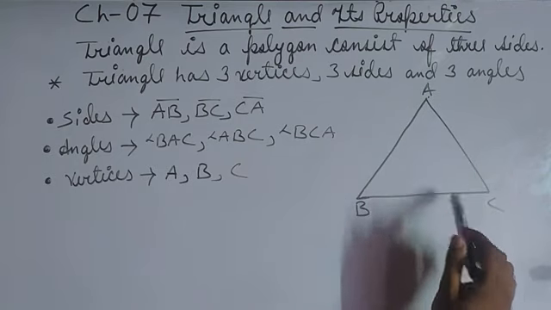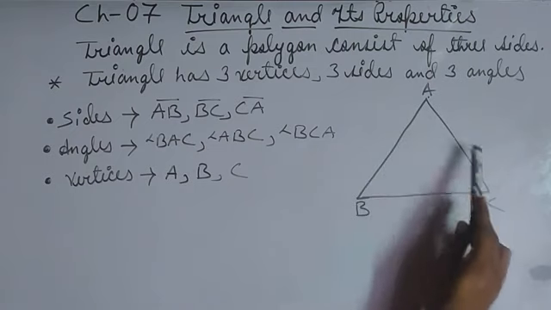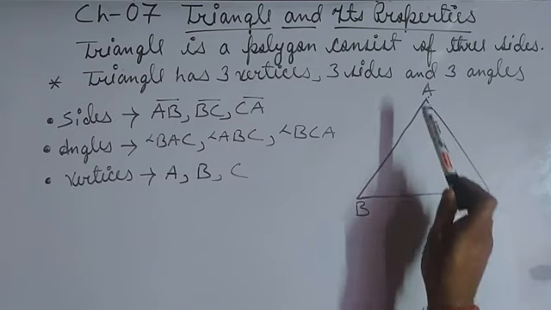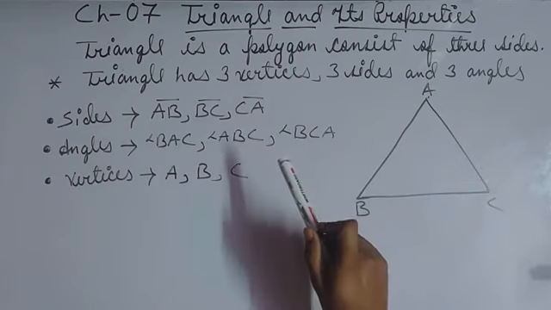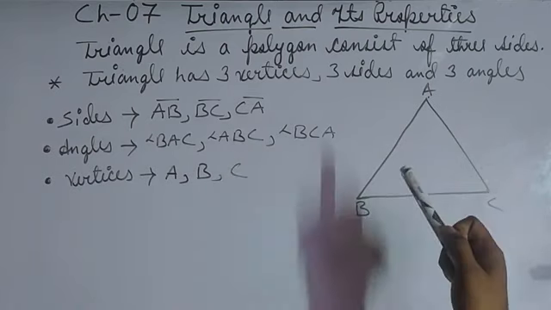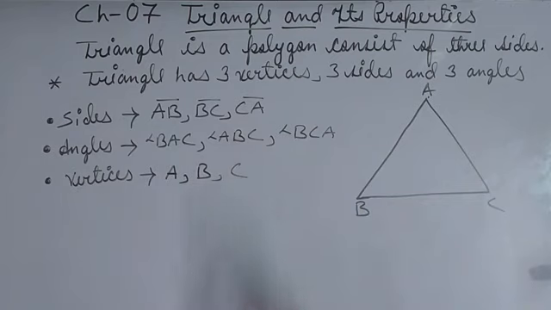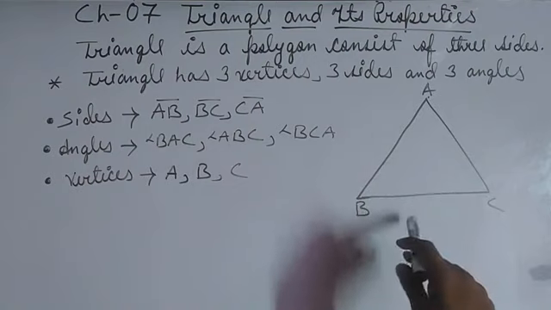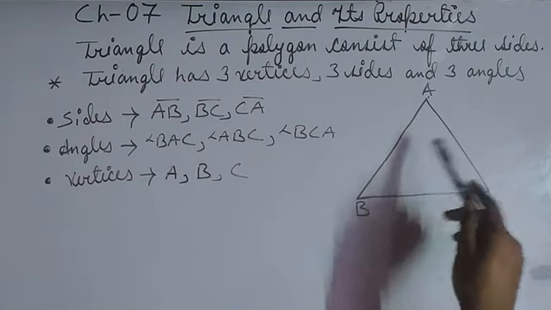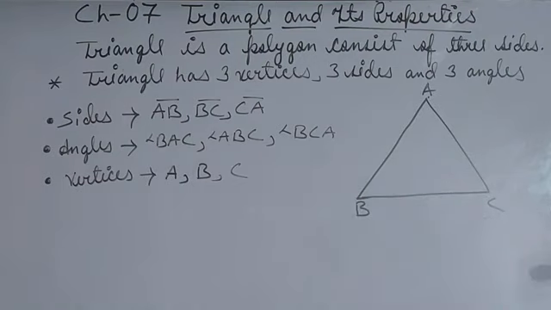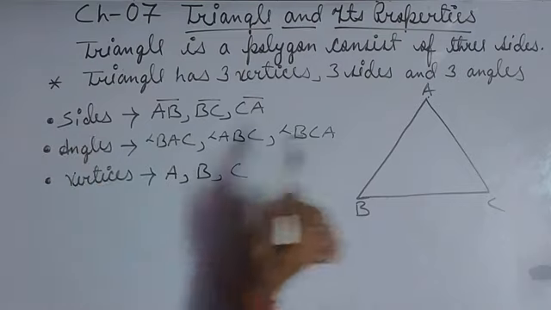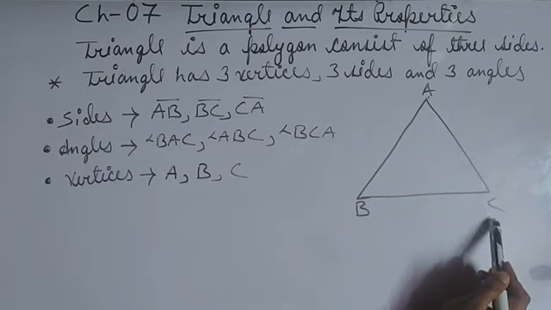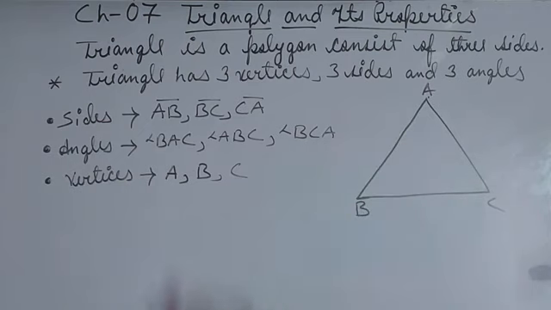This is a closed figure which is a polygon having three sides: 1, 2, 3. So this is a triangle ABC. This triangle ABC has what? It has three vertex. We call it vertices also because vertex is for single, and when we have more than one, we call it what? Vertices. So this triangle has three vertices, three sides, and three angles. So what all these are, we will study. The three sides of this triangle are AB, then BC, then CA.